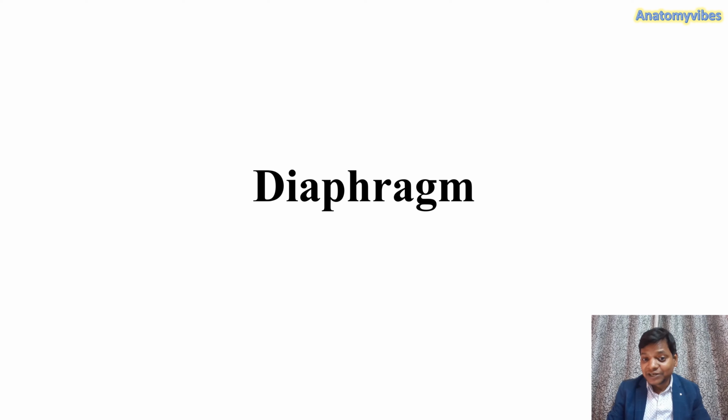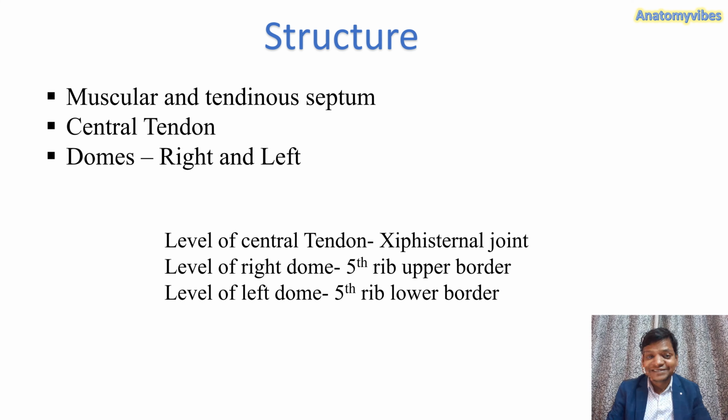So moving further, the topic is the diaphragm. Do you actually want to know the anatomy? So let's go further. Structure of the diaphragm. It has both parts, muscular as well as tendinous, which you have seen. Central part is tendinous and peripheral part is muscular. Two domes, right and left, you have seen. And the levels of the parts of diaphragm are very important, which can be asked as MCQ questions.